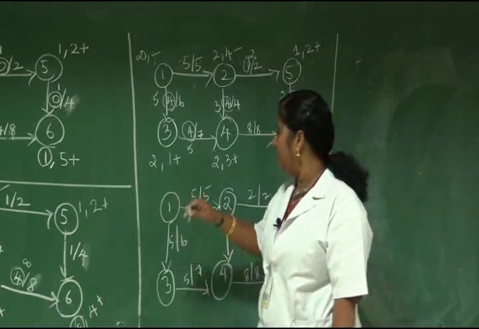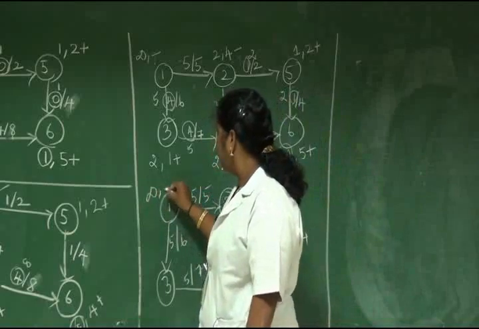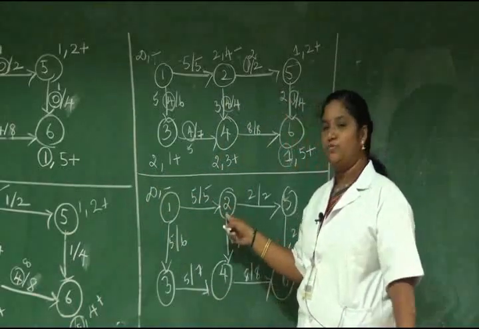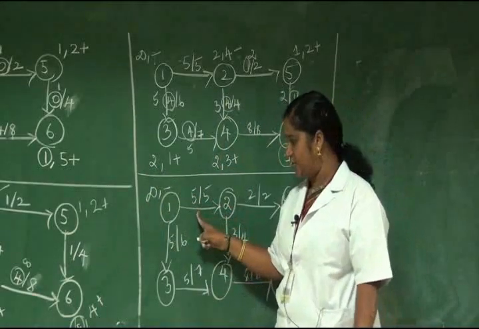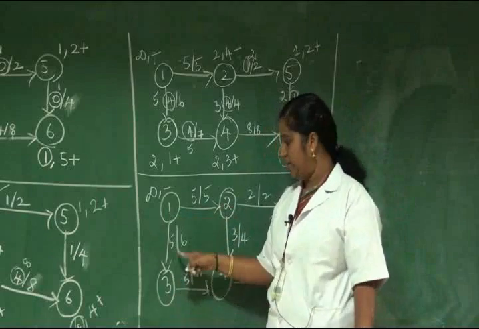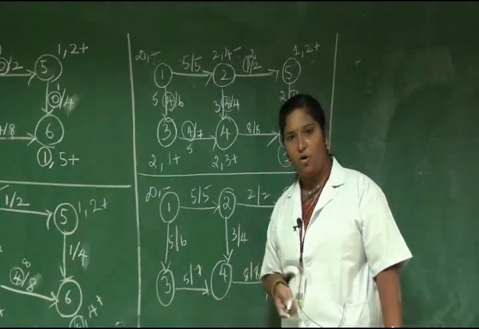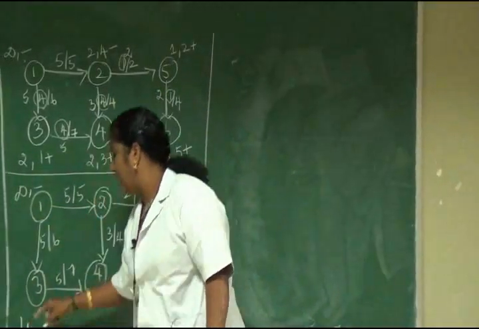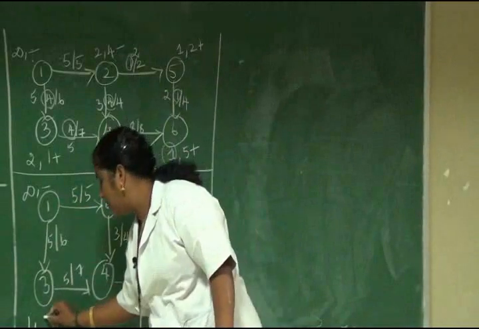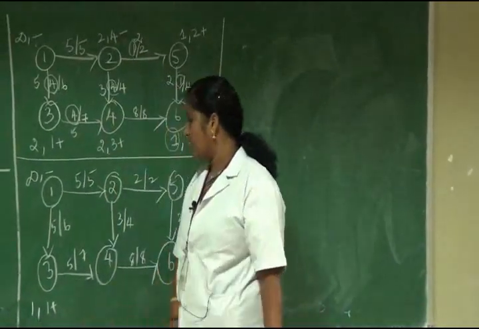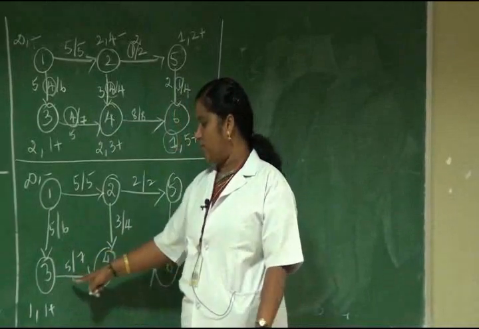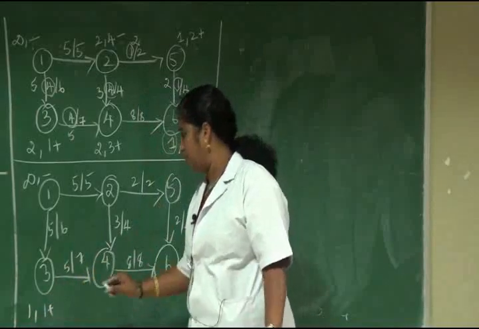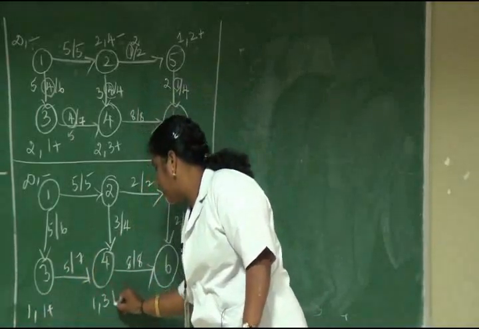So as usual, label source vertex as infinity dash. From 1 check whether you can reach 2. You cannot reach because the remaining capacity is 0. From 1 you can go to vertex 3 because the remaining capacity is 1, which is non-zero. So minimum between 1 and infinity is 1, so you have to write 1. Since this 3 is reached from vertex 1, you have to write 1 plus. Then from 3 you can reach 4 because the remaining capacity is 2, which is non-zero. Minimum between 2 and 1 is 1. So you have to write 1, 3 plus.